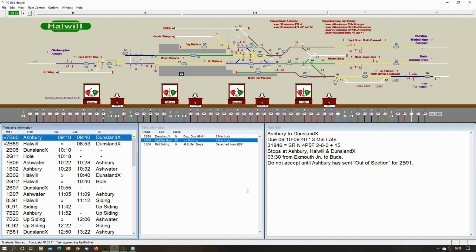So once we get this one inside, get the gates across. Again, you need the running line ground signal 1 followed by the stop signal, home signal number 2. So he's just going to arrive in the station and stand there for 30 minutes. Well, at least he should be able to depart on time.